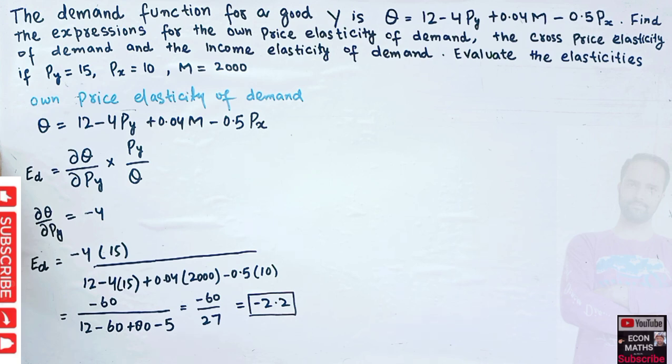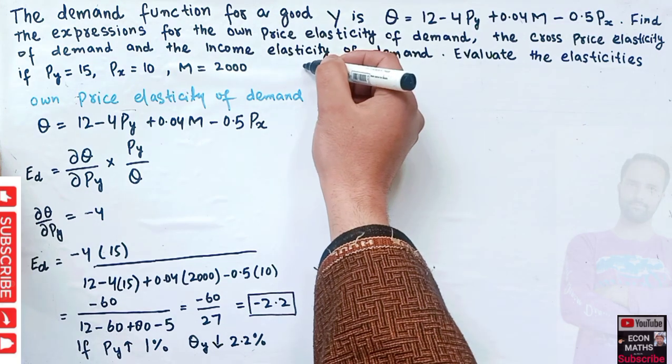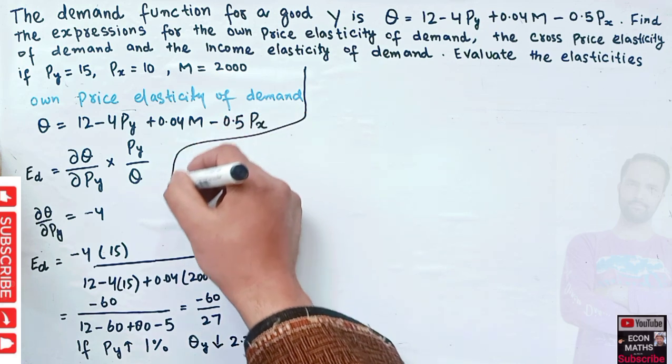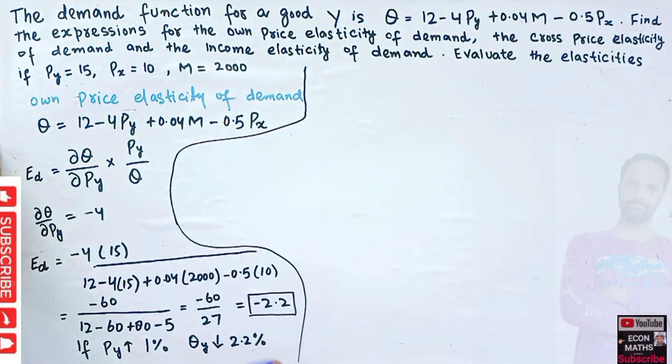And how do we interpret this? It simply tells us that if the price of good Y increases by, let us say, 1%, the quantity demanded of good Y will decrease by 2.2%. Because we have a negative sign, it shows there is a negative relationship between the price of good Y and the quantity demanded of good Y. Okay, I hope I'm making myself clear. This was all about own price elasticity of demand.